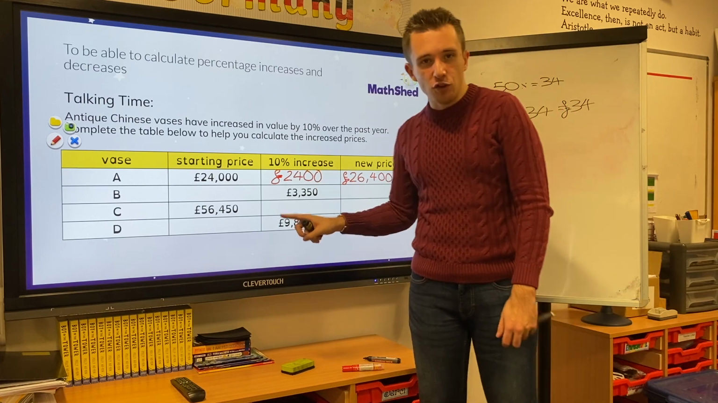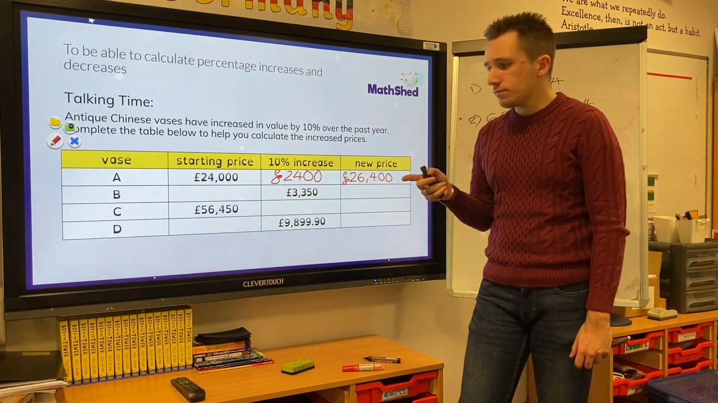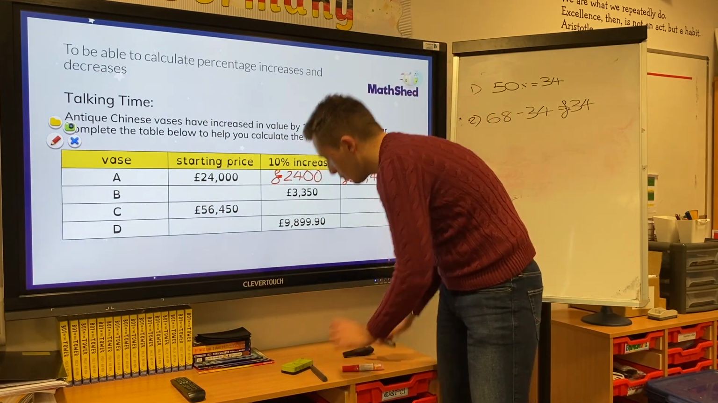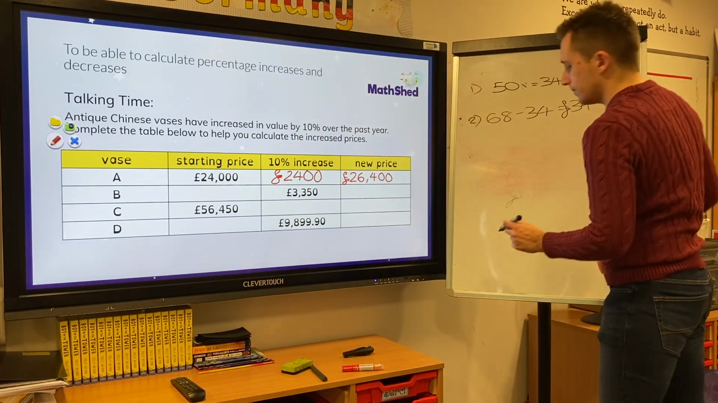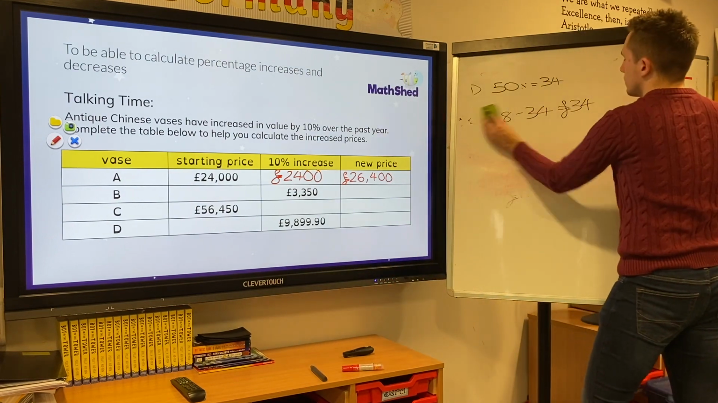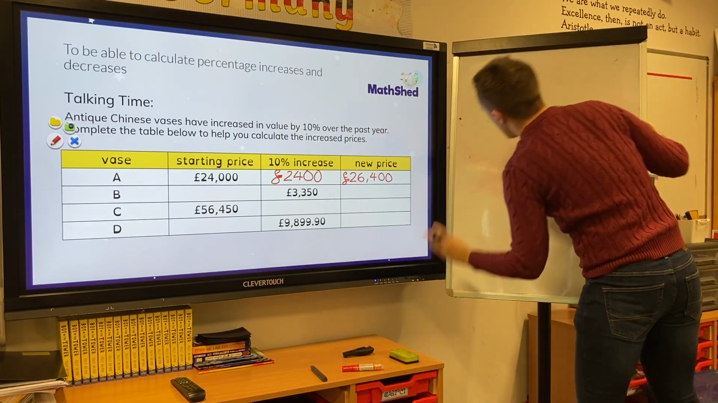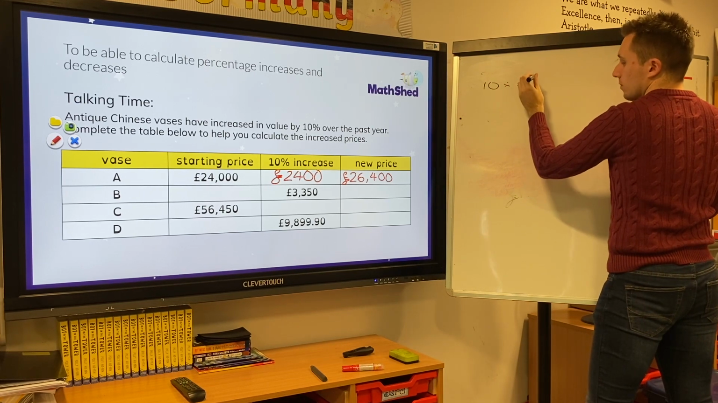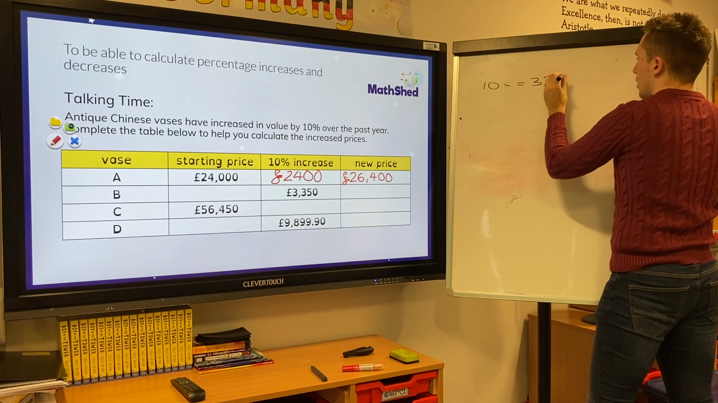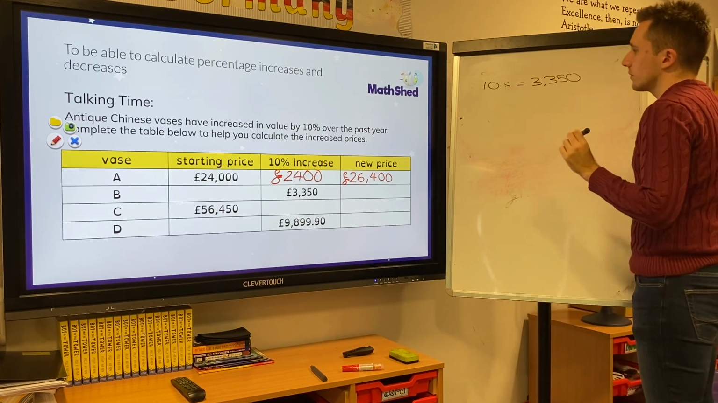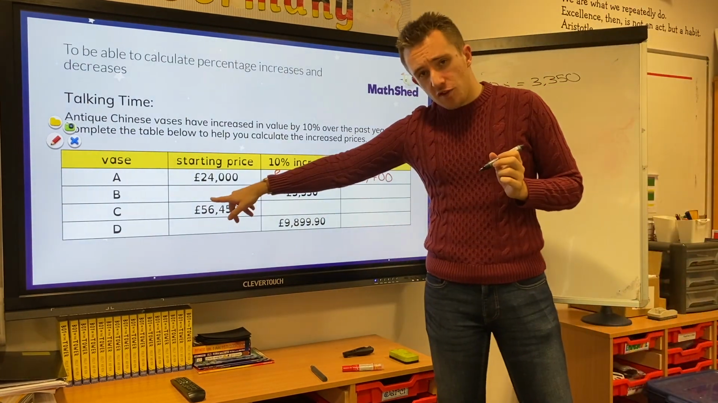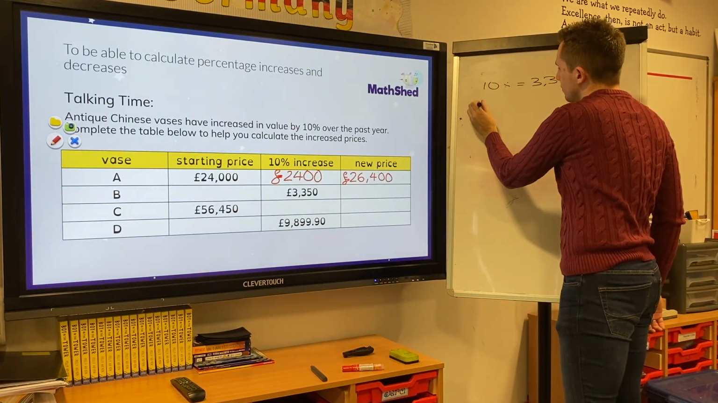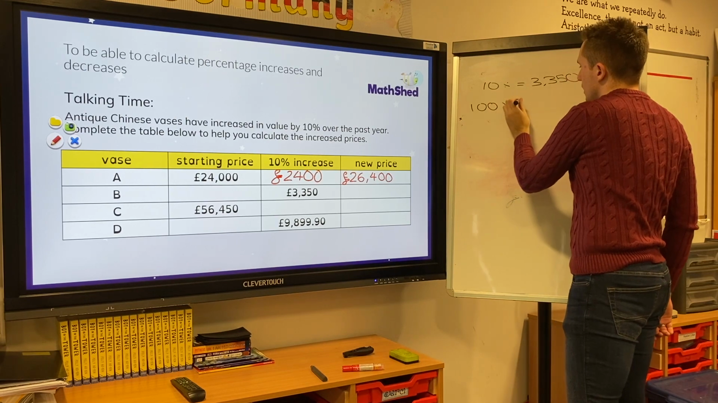But what if they've given you the 10%? Well, if they've given you 10%, what they're saying here is 10% equals 3,350. And it's asking you for the starting price. Now the starting price is 100% because it's the original number.